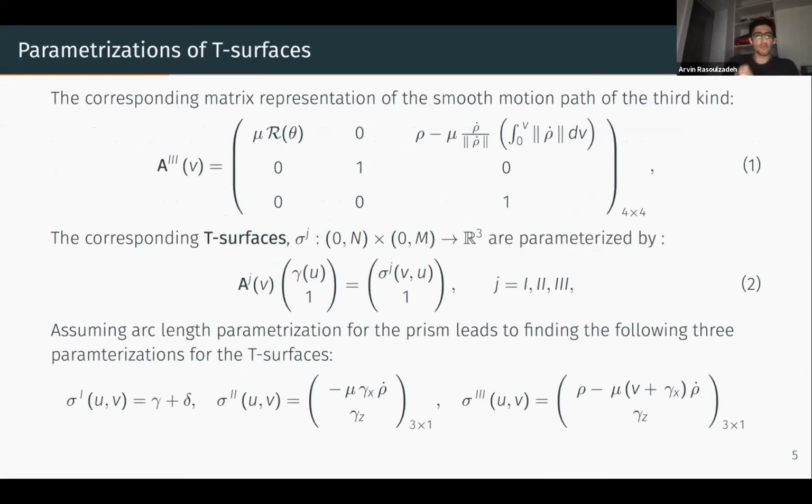Here, I would also like to give you a matrix representation of the smooth motion path of the third kind, as you can see on the top. And our T surfaces, in exact analogy to the T-hedra, are obtained by the action of our smooth motion paths on our smooth profile curve this time. So we will call them in exactly the same way T surfaces of type 1, 2, and 3, where I have given you the parametrization of these T surfaces below.